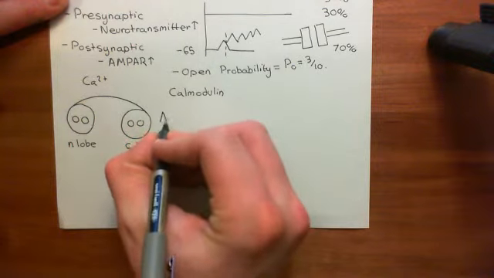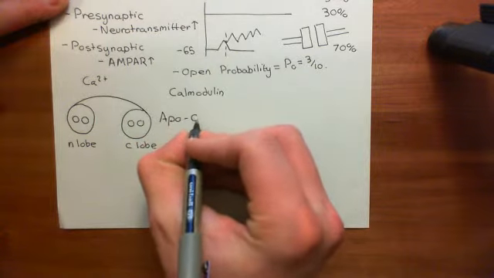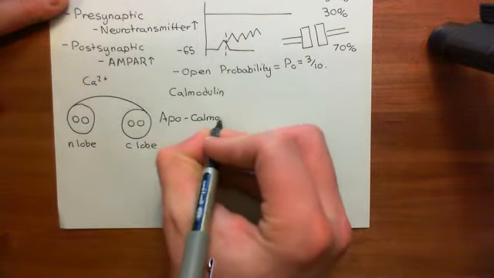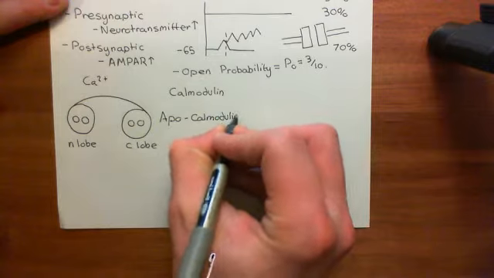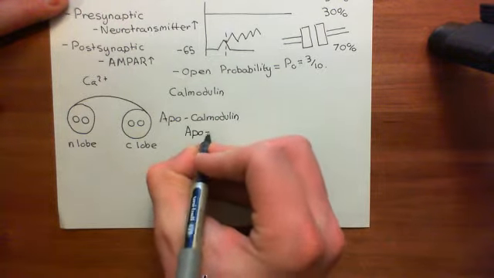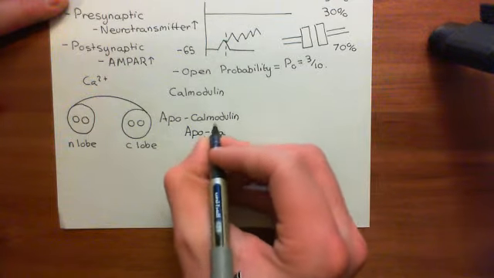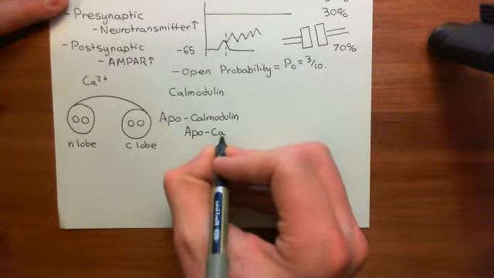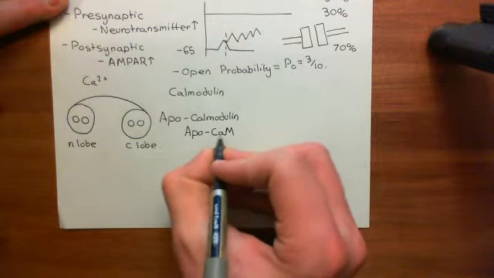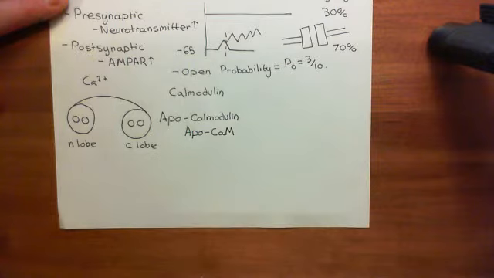Now at the moment our calmodulin molecule doesn't have any calcium bound to it, and this is known as apocalmodulin. So calmodulin with no calcium bound to it is called apocalmodulin, and for short apocalmodulin is often abbreviated to apo, and then the shorthand for calmodulin is CaM, so capital C, lowercase a, capital M.